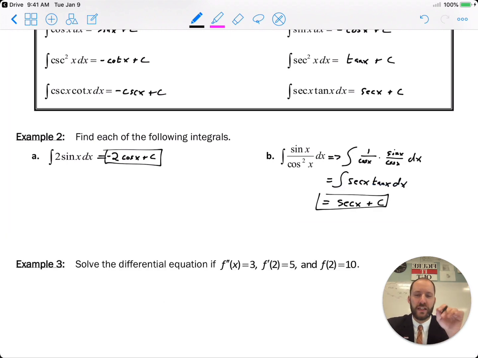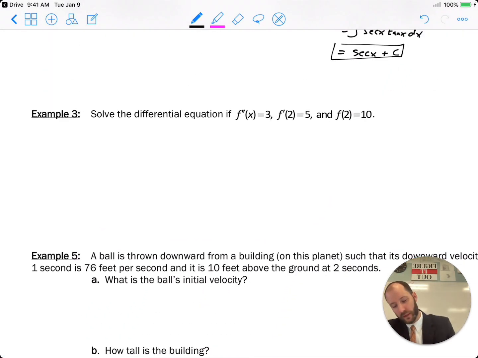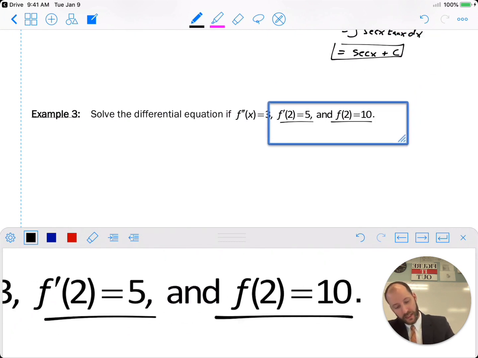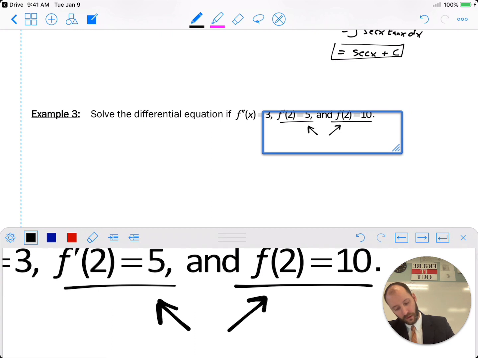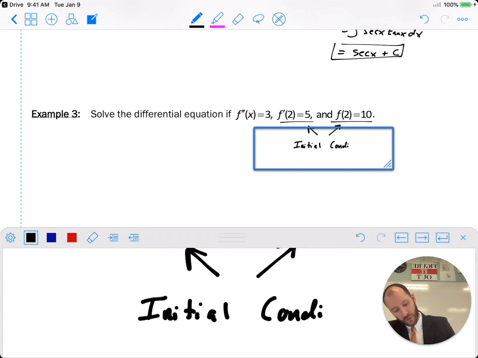Now the plus c is if you don't know what the number would have been, if you don't have any initial conditions. So let's look at an example where there are some initial conditions. Right here and here. We know that f prime of 2 is 5. And we know that f of 2 is 10. So we know some points on the derivative and the original. We can use those to fill in the gaps from this indefinite integration.